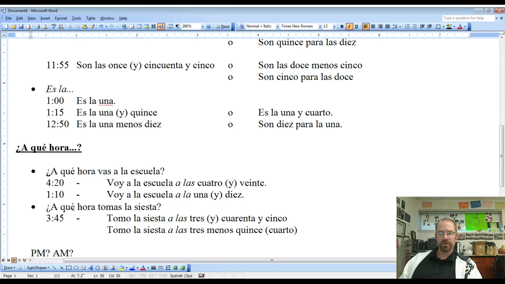I got one more example for you. ¿A qué hora tomas la siesta? So what time do you take your nap? 3:45. So again, if it's 3:45, I can say that time in a few different ways. Tomo la siesta a las 3:45. Tomo la siesta a las 3:15, or tomo la siesta a las 3:15. So these two, I'm saying it's 4 o'clock minus the 15. I can still do that if I want to. I'm just using the a las instead of son las in my time.